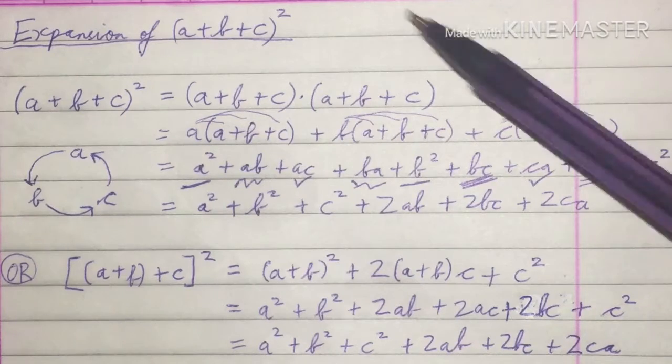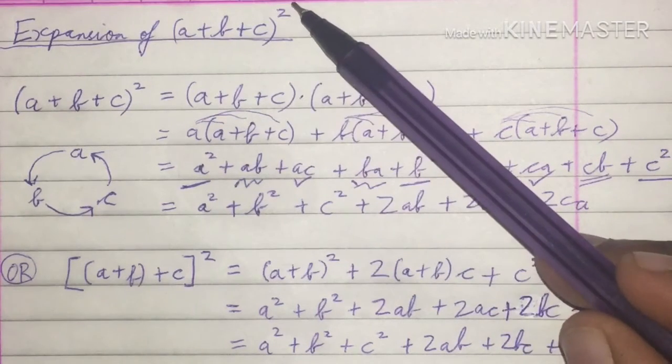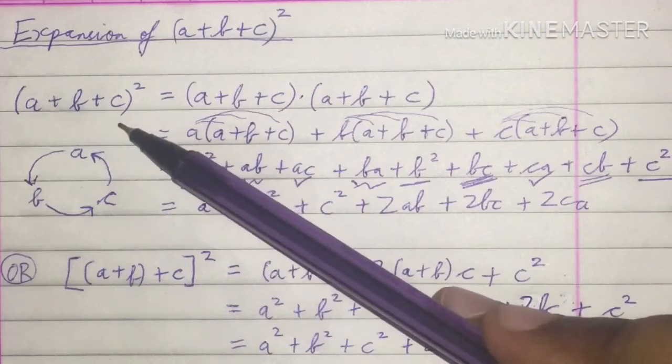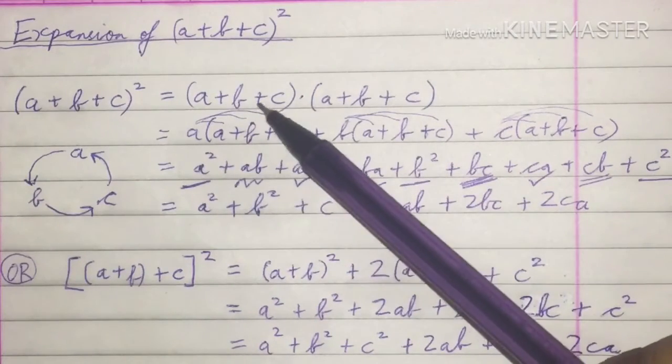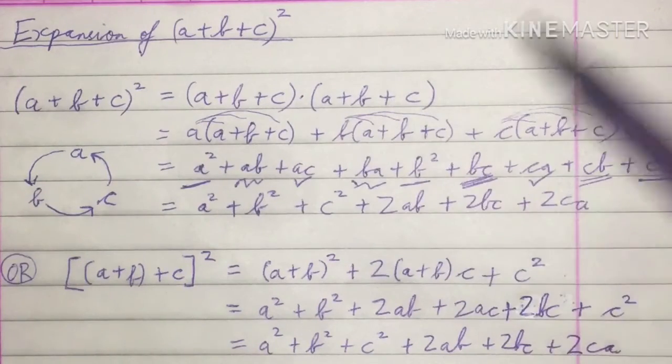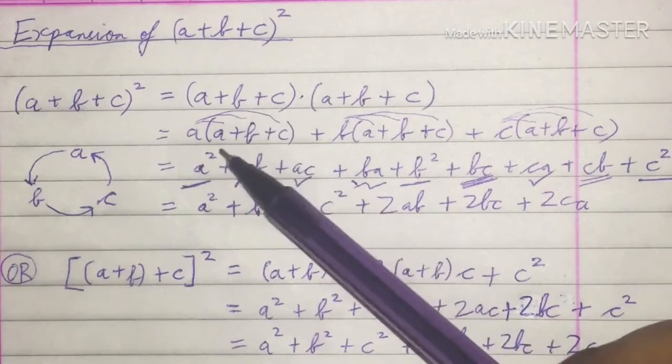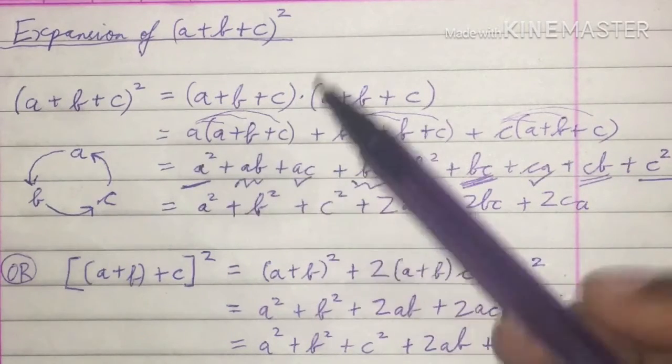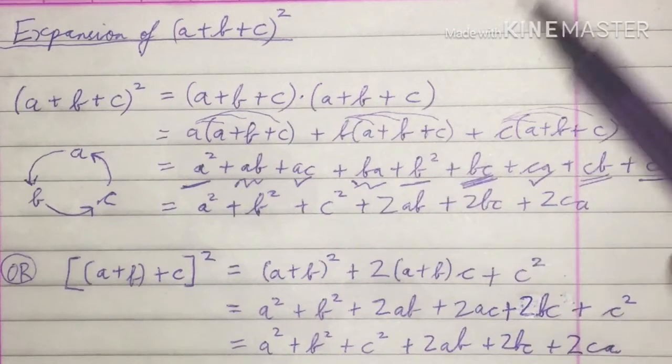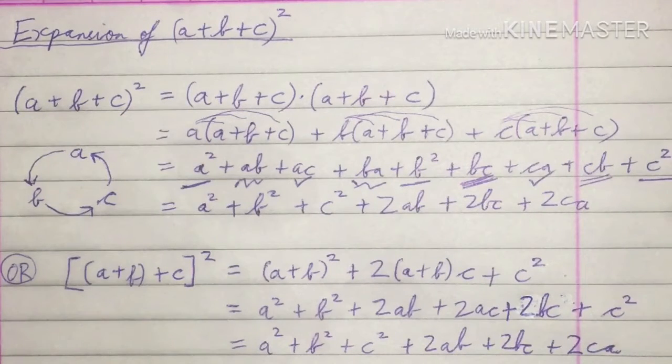Today I'll be doing the expansion of a plus b plus c the whole square. Now a plus b plus c the whole square is basically a plus b plus c times a plus b plus c. Now using distributive property, it is a into a plus b plus c plus b into a plus b plus c plus c into a plus b plus c.